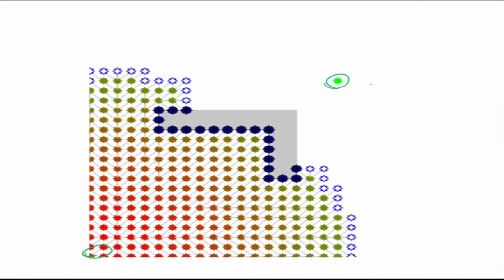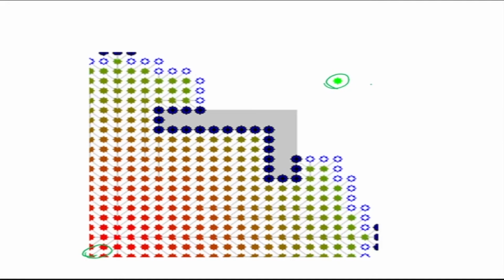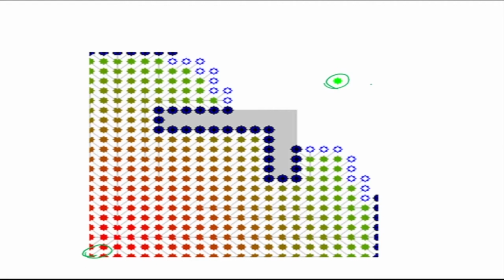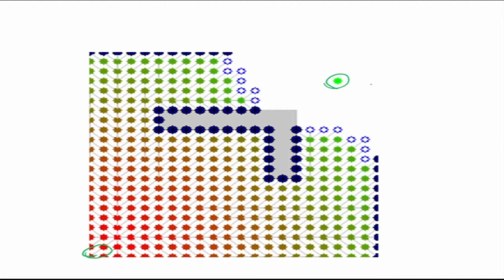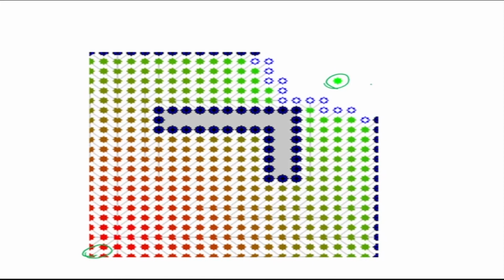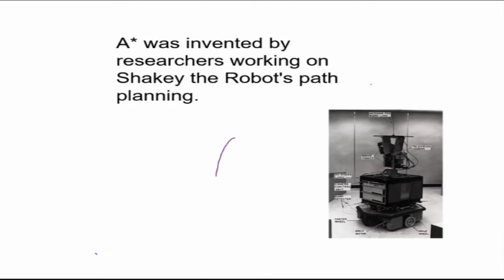Now, if you can think of a faster way to search, suppose I gave it some information about the distance to the goal. Then it could try to go in the direction which is closest to the goal. That is basically my A star search. So this is Dijkstra's. Next is A star. A star was invented by researchers working on Shakey, one of the earliest robotics path planning projects. Shakey was the mobile robot made at Stanford, and the algorithm that was used was A star.